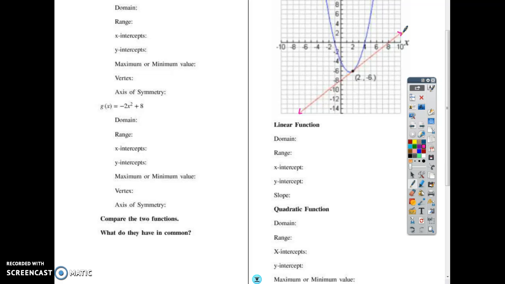So what's the domain? All real numbers, because it's going to go to the left forever and it's going to go to the right forever. So all real numbers. Okay? What about the range on the linear one? We're still using the arrows, and it's going to go down forever and ever and up forever and ever. So that's all real numbers.